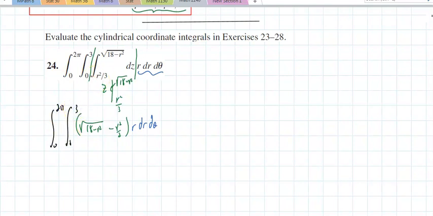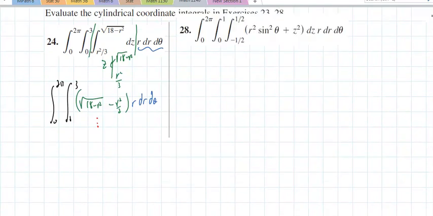And I'm assuming you could finish that up. And if you can't, let me know during the discussion. I'll be more than happy to show you that. I'm trying to finish as many as I can within the next 5 minutes. Keeping in mind, when you distribute this in, this is really the square root of 18 minus r squared times r, and this is r cubed over 3. So this is a u-sub, and this is add 1 to the power divided by that.